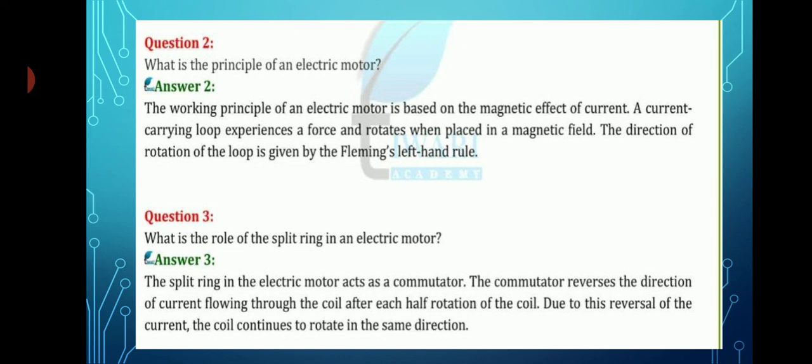So copy all these questions to your notes and learn those question answers.